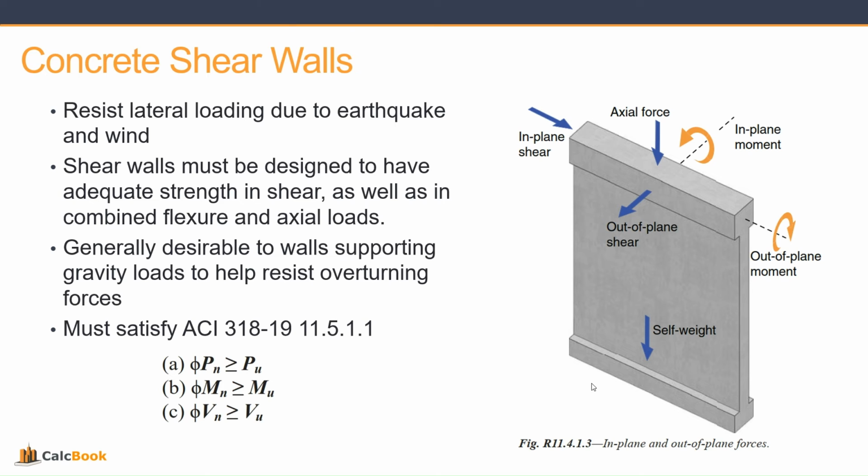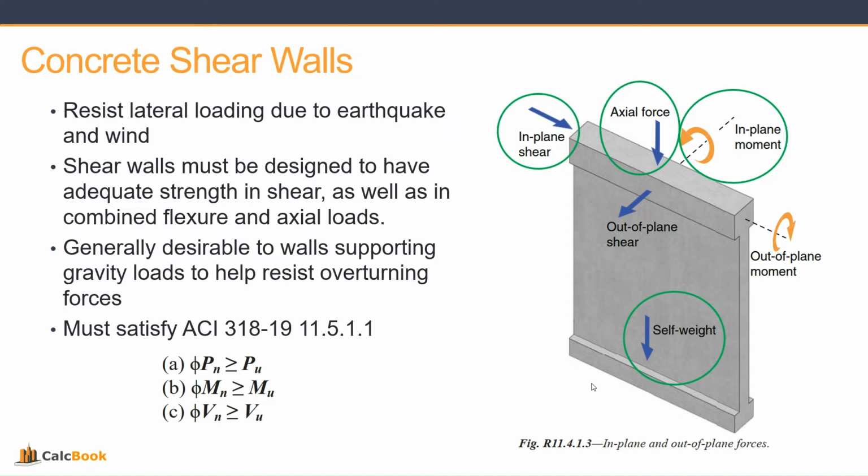So if we look at figure 11.4.1.3 from ACI 318, it's a good diagram of the forces that you would find on a typical wall. So we have our in-plane shear, right, which is just going to be the lateral force that's transmitted from the diaphragm into this wall. We have the in-plane moment, right, which is going to be that shear times the height of the wall for that overturning. Then we have the axial force, which is any loading coming from the roof or the floors above. And then we have the self weight of the wall.